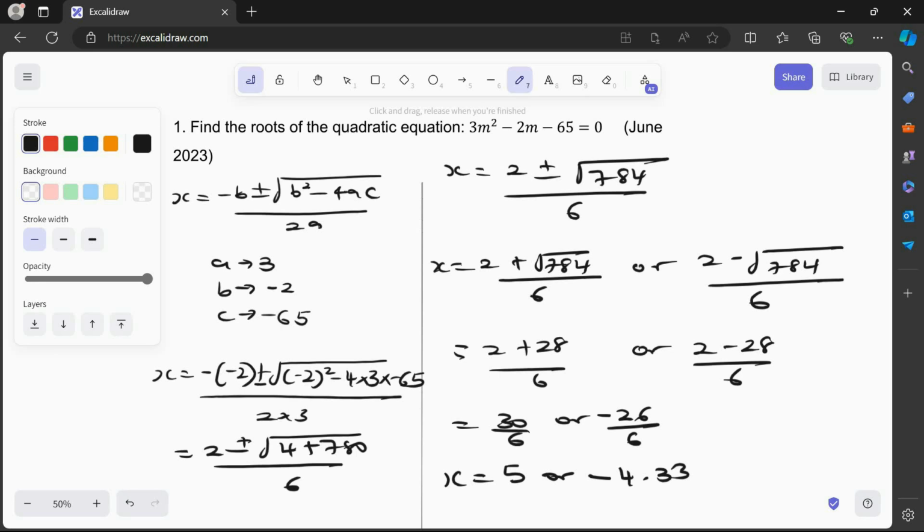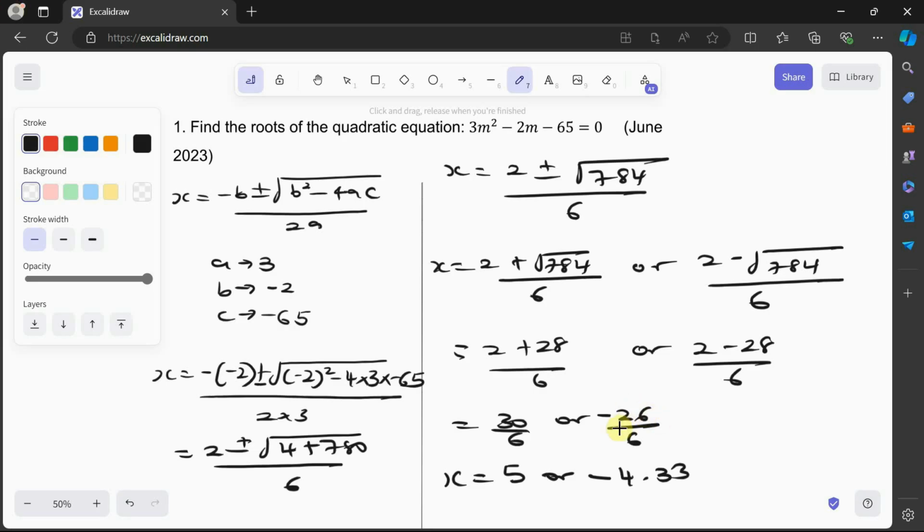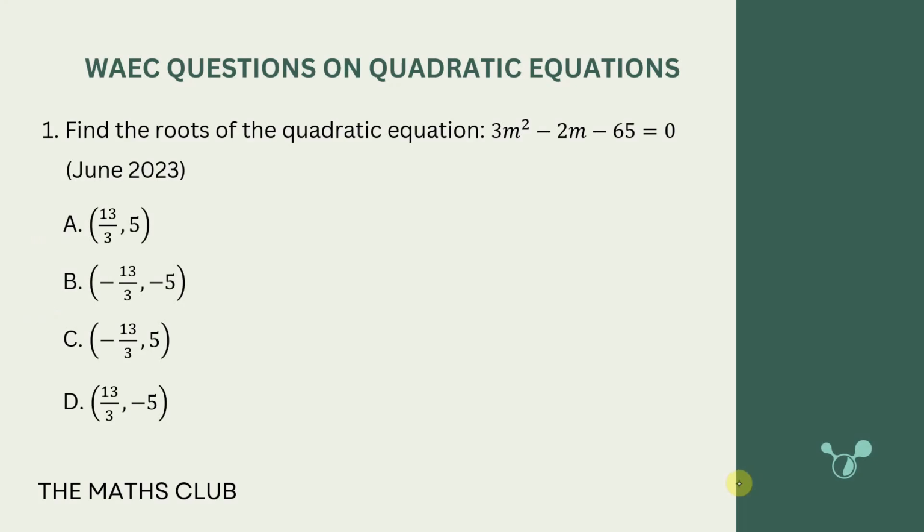Let's see if we're correct. Okay, so we have 5 and minus 4.33. So minus 4.33, if I wanted to reduce this, is like saying 2 here 3, 2 here 13. So it's like saying minus 13 over 3, right? That was what gave us minus 4.33. So our answer is actually 5 or minus 13 over 3. And that will be option C.